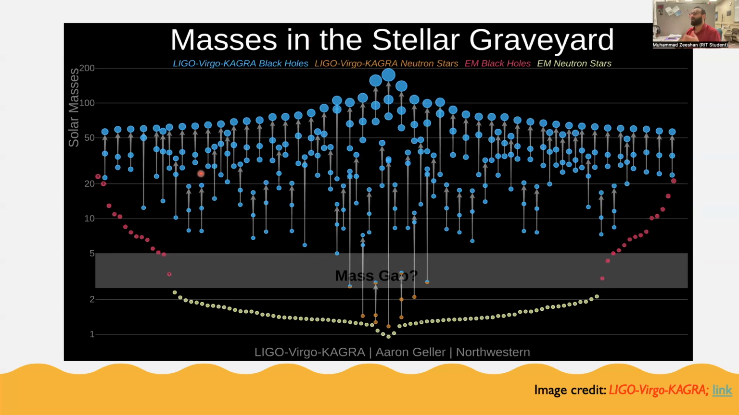When they coalesce, they produce gravitational waves, and LIGO detects those gravitational waves, and we infer the properties of those binaries from those gravitational waves. Based on those gravitational waves and their data, we have this graveyard. We call it the graveyard because black holes form when a star dies.